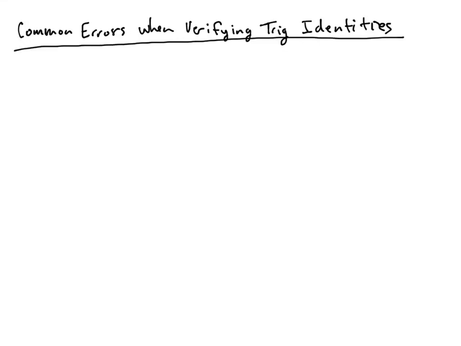In this video, I'm going to go over some common errors that I've seen when students are trying to verify trig identities. One thing to keep in mind when verifying a trig identity, let's say it's something as simple as tangent squared of x is equal to sine squared of x over cosine squared of x. When we are verifying this, the regular rules of solving an equation do not apply.